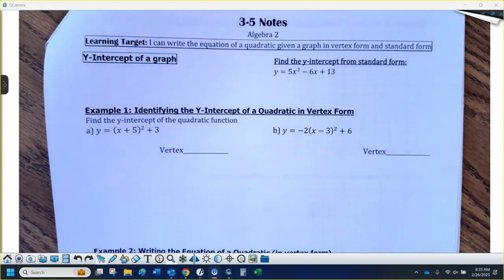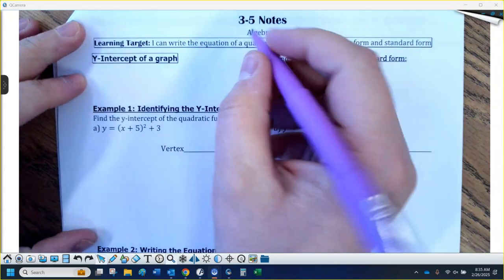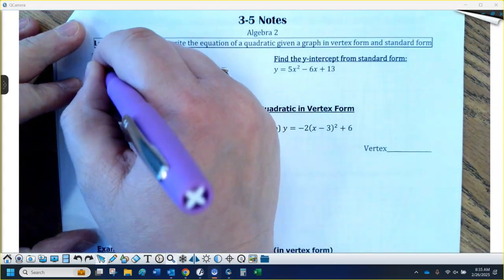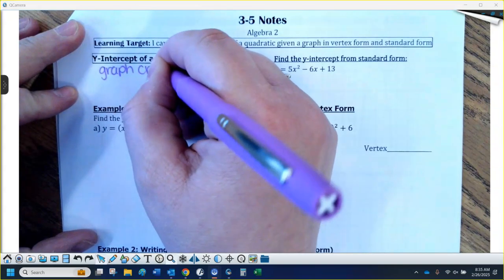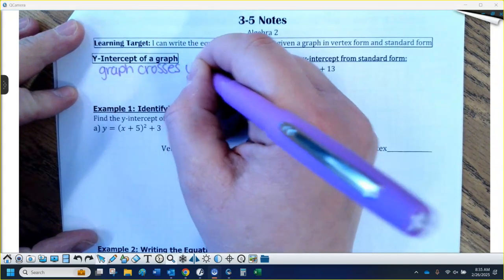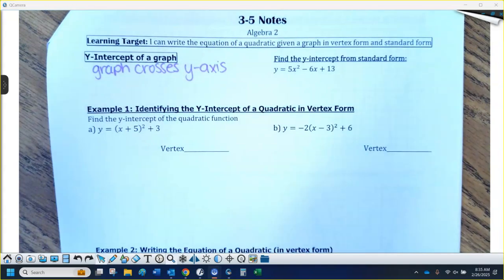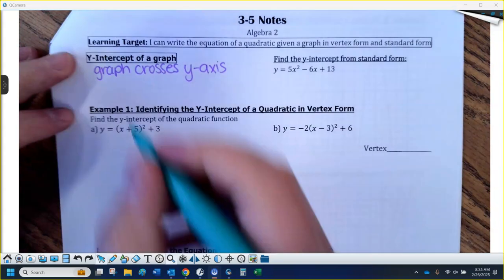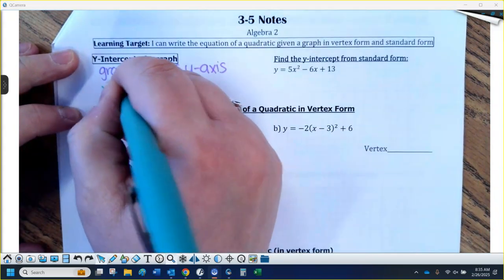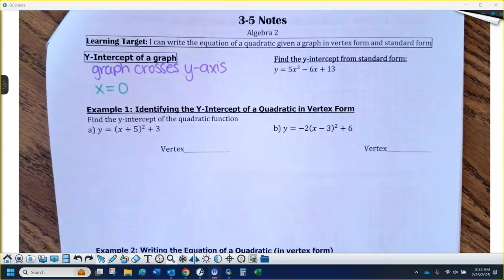So y-intercept for any graph, not just for a parabola, but for any graph, it's just where your graph crosses the y-axis. And for any graph, you can find that when the x value is 0. If you are on the y-axis of a graph, your x-coordinate has got to be 0.